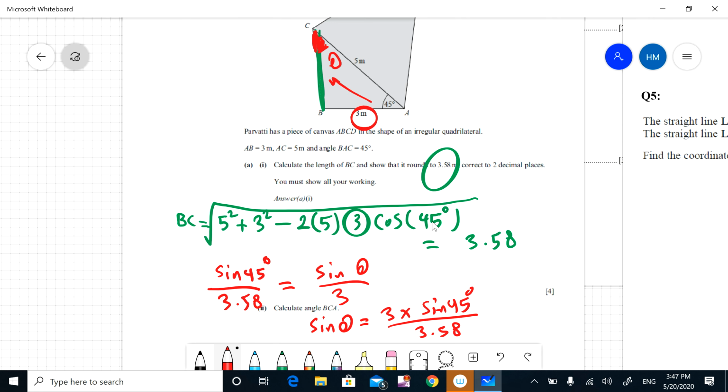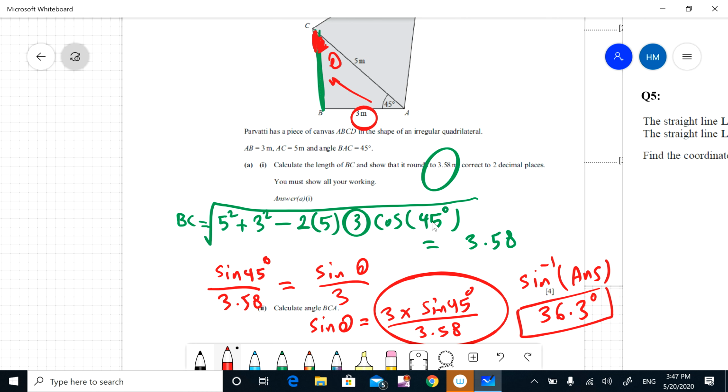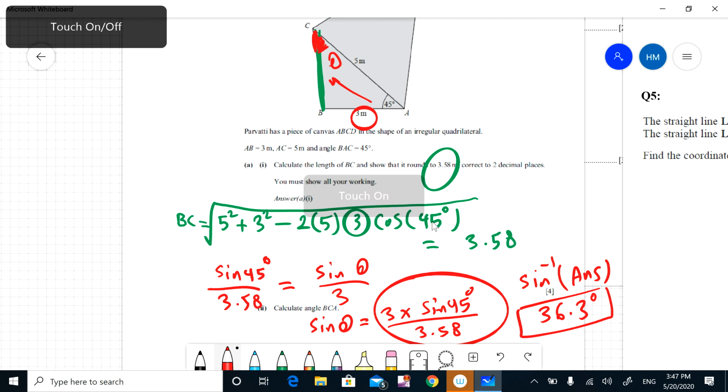If you use the calculator and take the inverse sine of this answer, you will get the angle, and the angle will be 36.3 degrees to 1 decimal place. Let's go to question number 4.